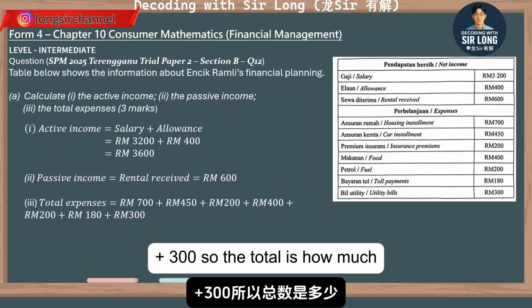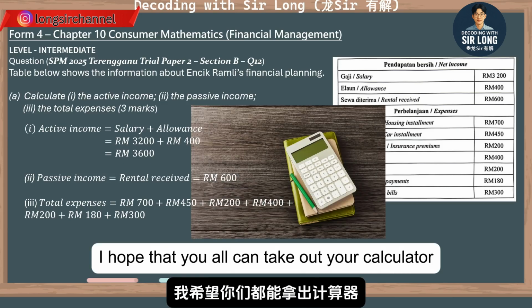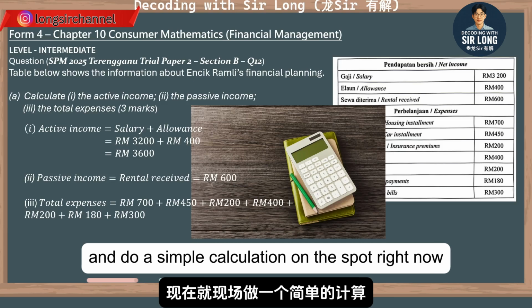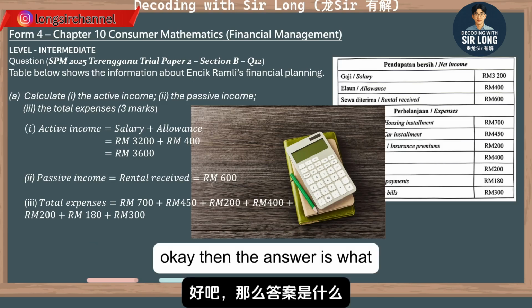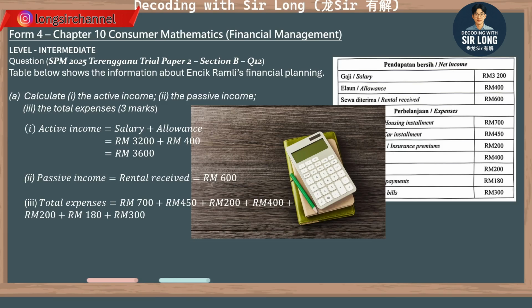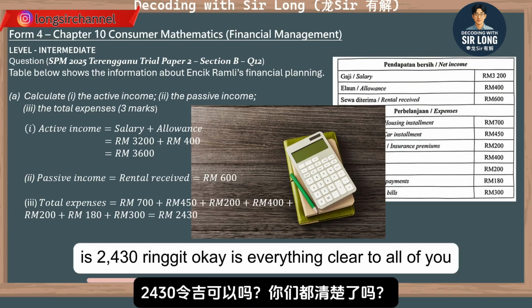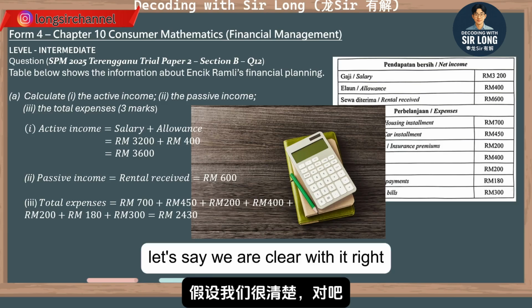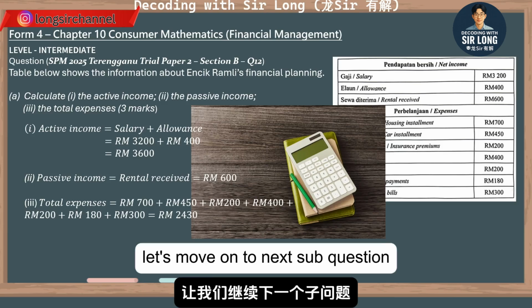So the total is how much? Alright, I hope that you all can take out your calculator and do a simple calculation on the spot right now. Okay, then the answer is what? It's 2,430 ringgit. Okay, is everything clear to all of you? Let's say we are clear with it, right? Let's move on to the next sub-question.